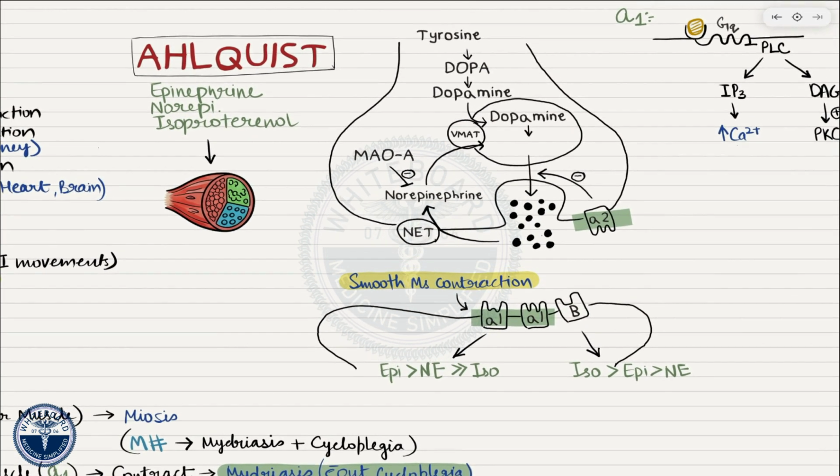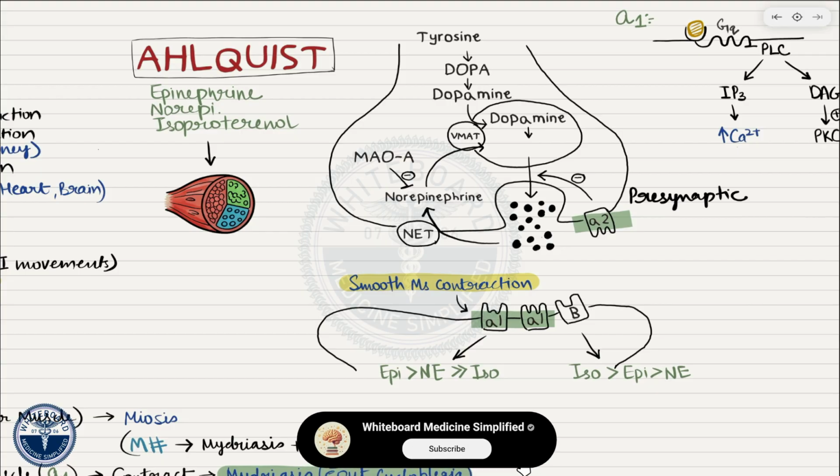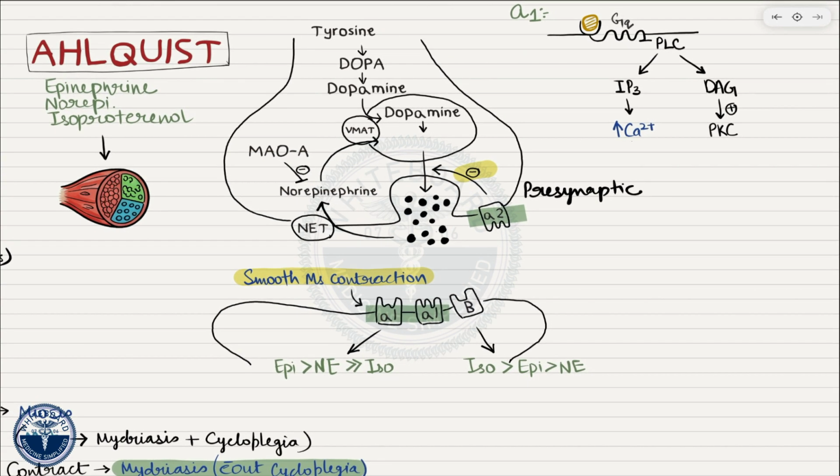Unlike alpha-1 receptors, which are mainly located on effector organs, alpha-2 receptors are found primarily on the presynaptic nerve terminal. Their main function is to provide negative feedback and regulate the release of norepinephrine. Mechanistically, alpha-2 receptors are coupled to the Gi protein. Therefore, when these receptors are stimulated, they decrease intracellular cyclic AMP levels, which in turn inhibits both the synthesis and release of norepinephrine from the nerve terminal.